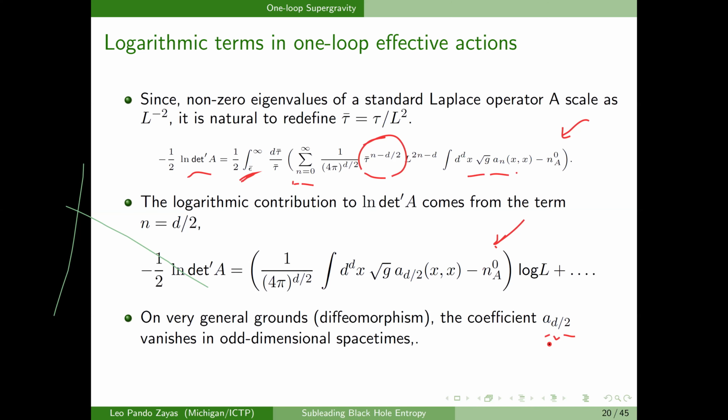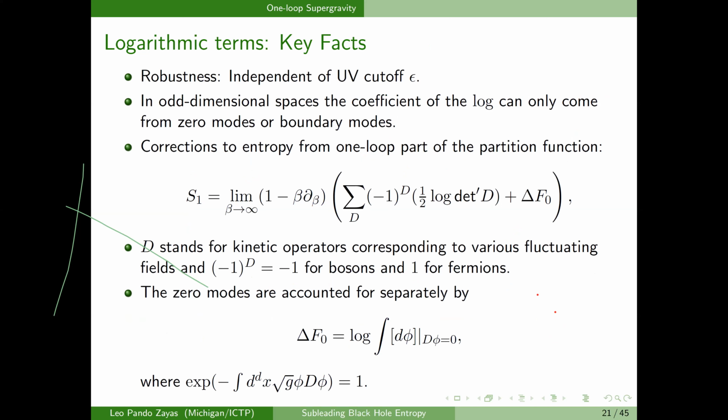So now let's summarize what has happened. First of all, I showed you that this computation is very robust. The coefficient of the log is independent of the cutoff because the cutoff enters in the log. So if I shift the cutoff, the coefficient doesn't change. In odd dimensional spaces, which is our case, 11-dimensional supergravity, the coefficient of the log can only come from zero modes or boundary modes. So it doesn't come from this a_{d/2} because that is 0.